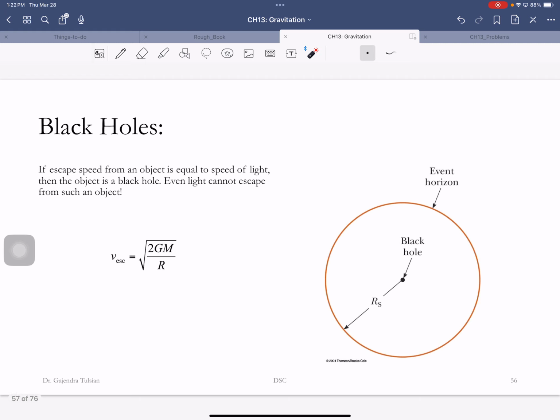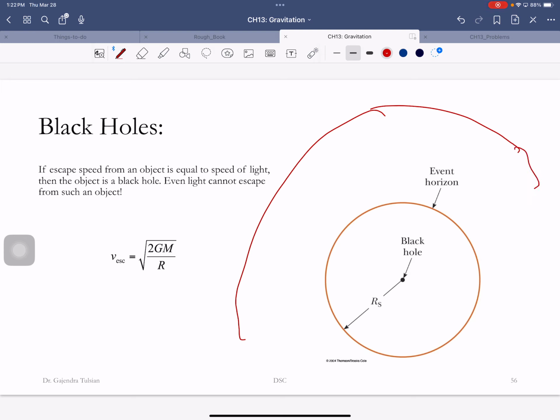Again, we talked about black holes. So let's say here's a star. Here's a star of mass m, and that's the escape velocity from here. Now, if you start squeezing this star, if you squeeze it inside this radius, this is called the Schwarzschild radius.